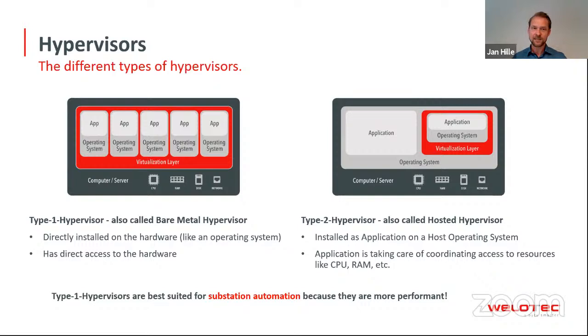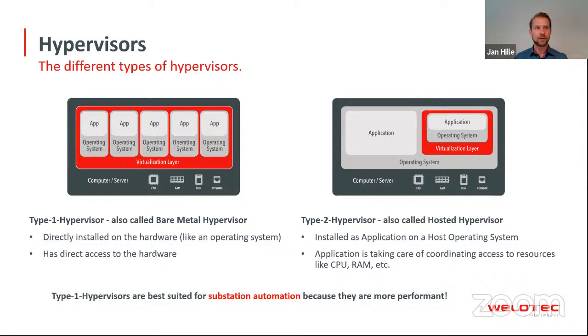The bare metal hypervisor is installed directly on the hardware, like an operating system. In fact, it is not really an operating system, but it is installed on the hardware like one. It has direct access to the hardware resources and can share them with the virtual computers afterwards. Examples of type 1 hypervisors are VMware's vSphere or ESXi, as it was called earlier, and also Microsoft's Hyper-V. Type 2 hypervisors are installed as an application on a host operating system.